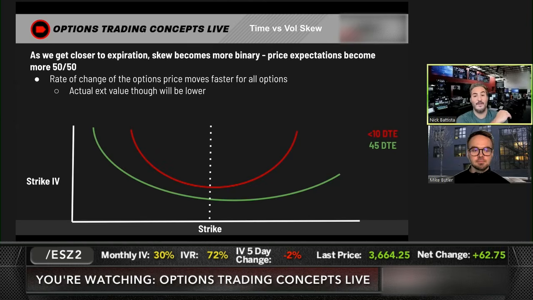And this is why if you're selling calls, those calls move quicker as you get to expiration. Those puts hold value because they're already up on the curve, whereas the calls are much lower on the curve in terms of implied volatility, and that's why those move quicker.